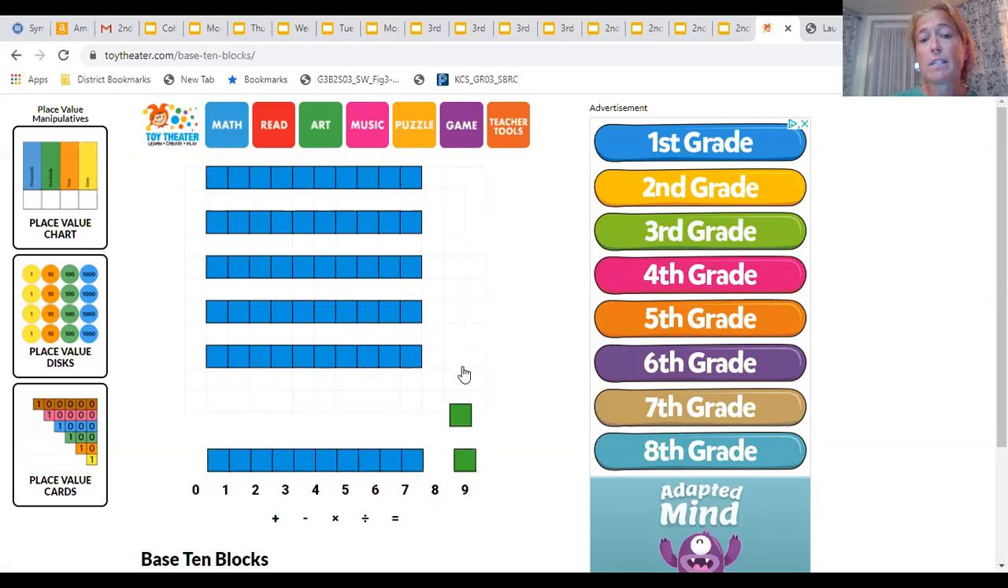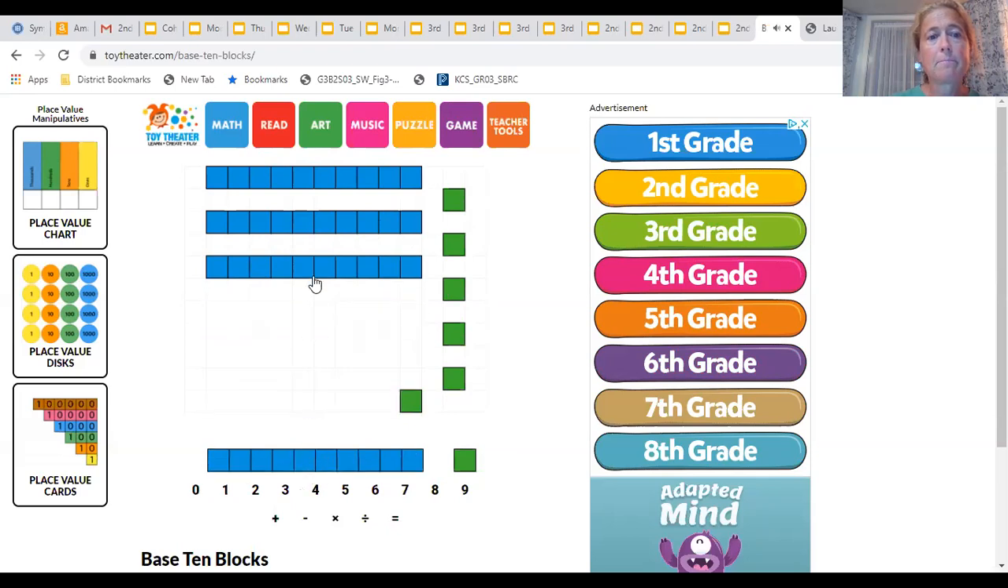Now our number is 56, so I would need 6 of these. 1, 2, 3, 4, 5, 6. This is the number 56. You would count again, 10, 20, 30, 40, 50, 51, 52, 53, 54, 55, 56. All right, so let's try another one.